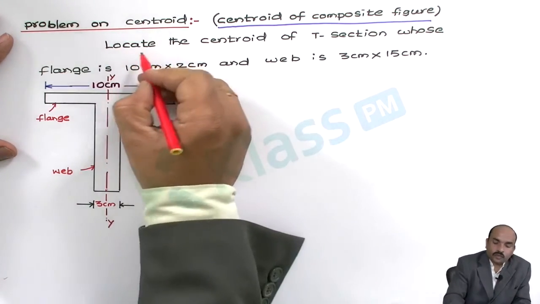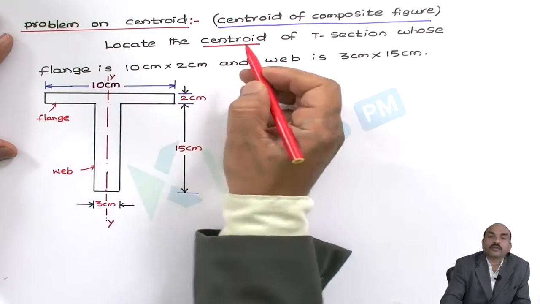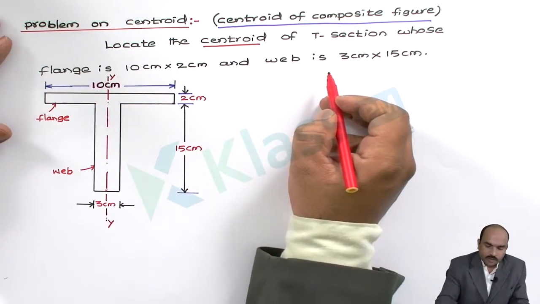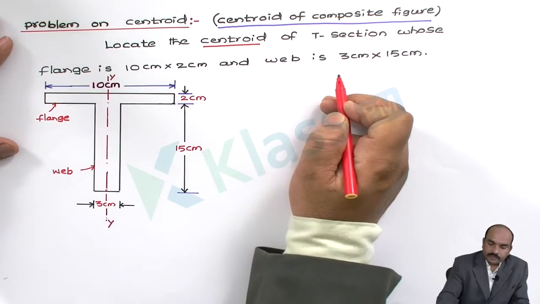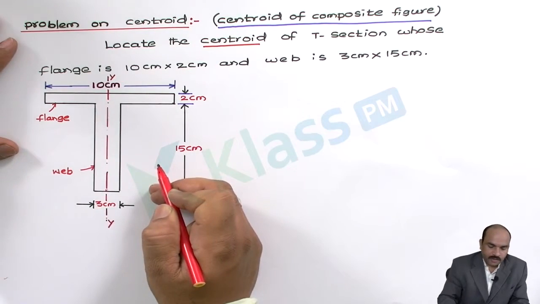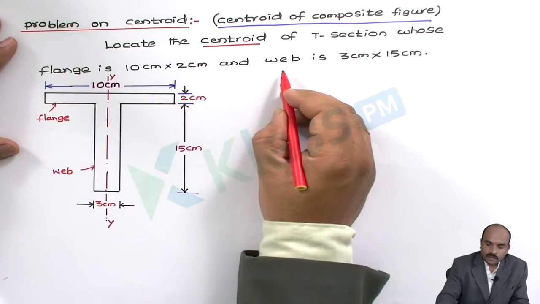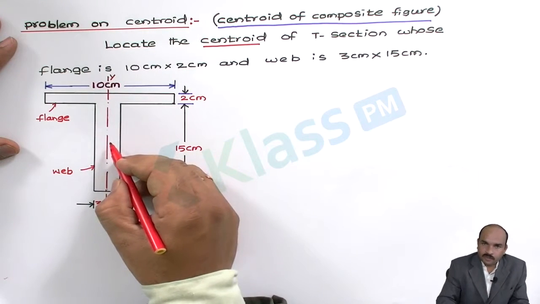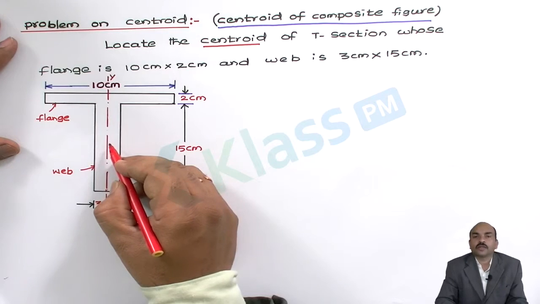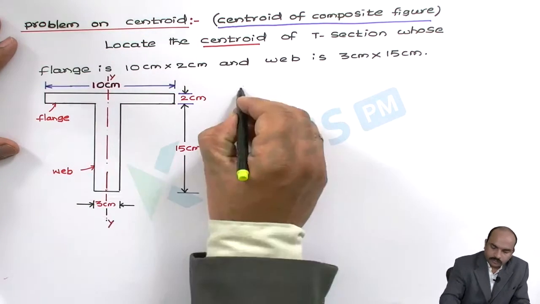Now he is asking to locate the centroid, meaning we have to calculate the centroid. Sometimes the question may be without a diagram. Then they will mention the flange dimension and web dimension, so we have to draw this diagram ourselves. Then we have to solve the problem. So let us solve this problem.